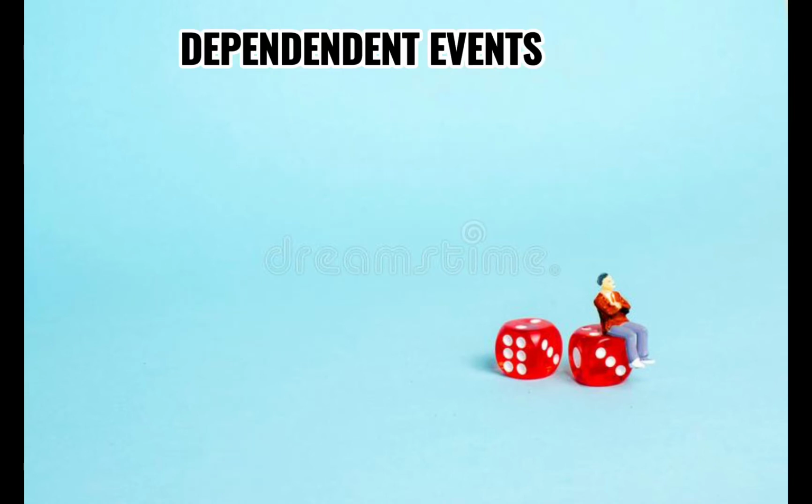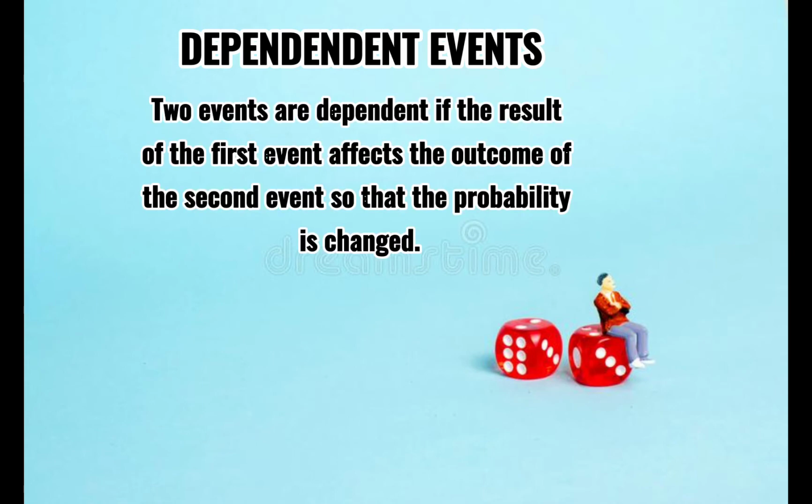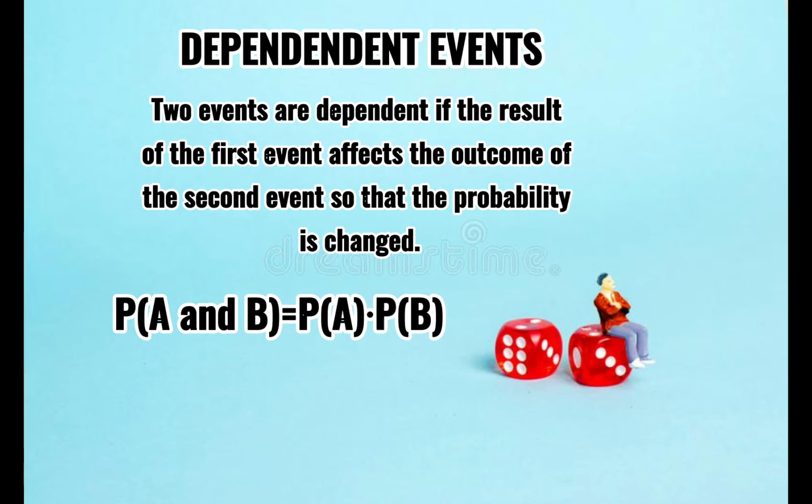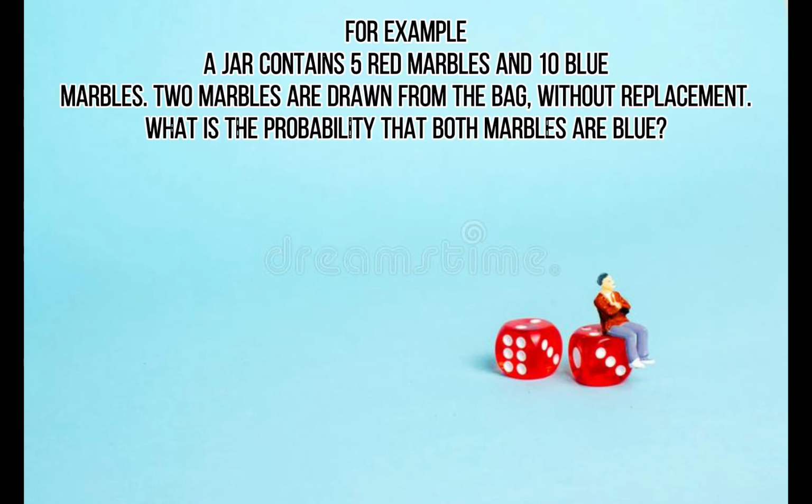So next are the dependent events. Two events are dependent if the result of the first event affects the outcome of the second event so that the probability is changed. With the formula, probability of events A and B equals the probability of event A times the probability of event B given A. For example, a jar contains 5 red marbles and 10 blue marbles. 2 marbles are drawn from the jar without replacement. What is the probability that both marbles are blue?